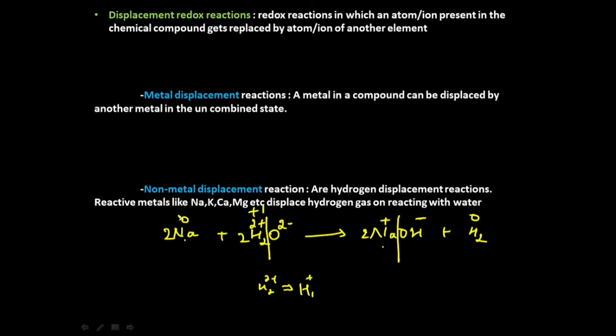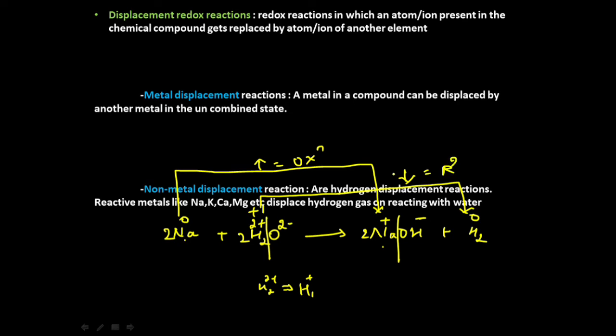So in this case the sodium oxidation state is changing from 0 to plus 1, that is nothing but an increase. So sodium is undergoing oxidation. Hydrogen is decreasing its oxidation state from plus 1 to 0, and a decrease in the oxidation state is nothing but reduction. So in a single reaction both oxidation and reduction can be observed, and there is a displacement of hydrogen by the highly reactive element. So this is an example of a non-metal displacement reaction.